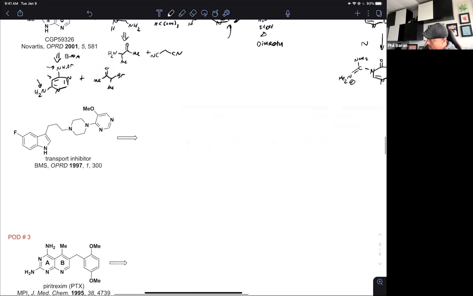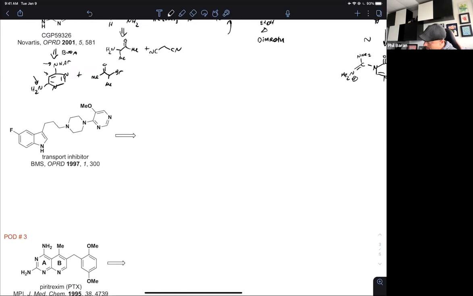This transport inhibitor can be made very quickly. It's an interesting paper in OPRD that has no less than 28 authors. So I thought we would pay it a little bit of homage and simply go through the quick disconnection of where you would make this from. And it comes by recognizing that this is nothing more than an SNAr. And so the building block to make this is simply from that. So SNAr followed by dechlorination, and you get your product.